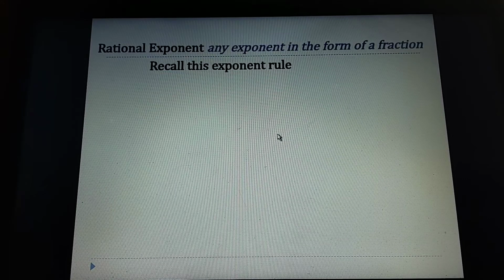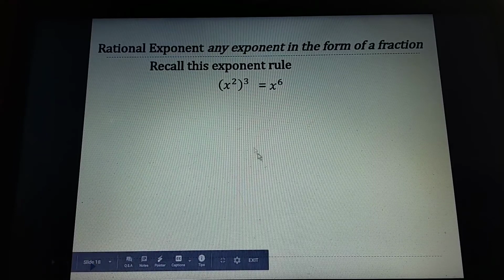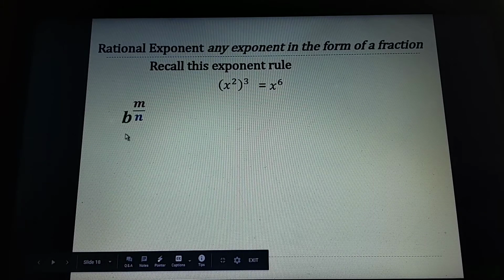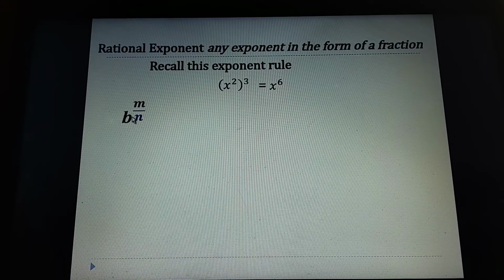Okay, remember, rational exponents are any exponent in the form of a fraction. Now, this is the way it works. It's going to be a little bit confusing. But remember when we learned about exponents, we learned that if you had x squared to the 3rd, that was the same as x to the 6th, because you keep the base and multiply the exponents. So now, if I have a base, and then a rational exponent, we have our power, and we have our index.